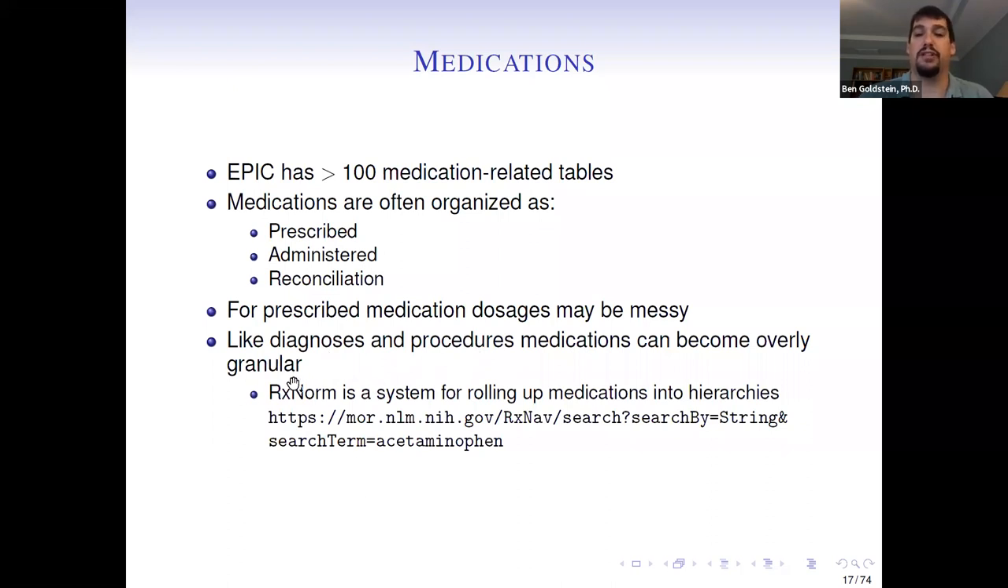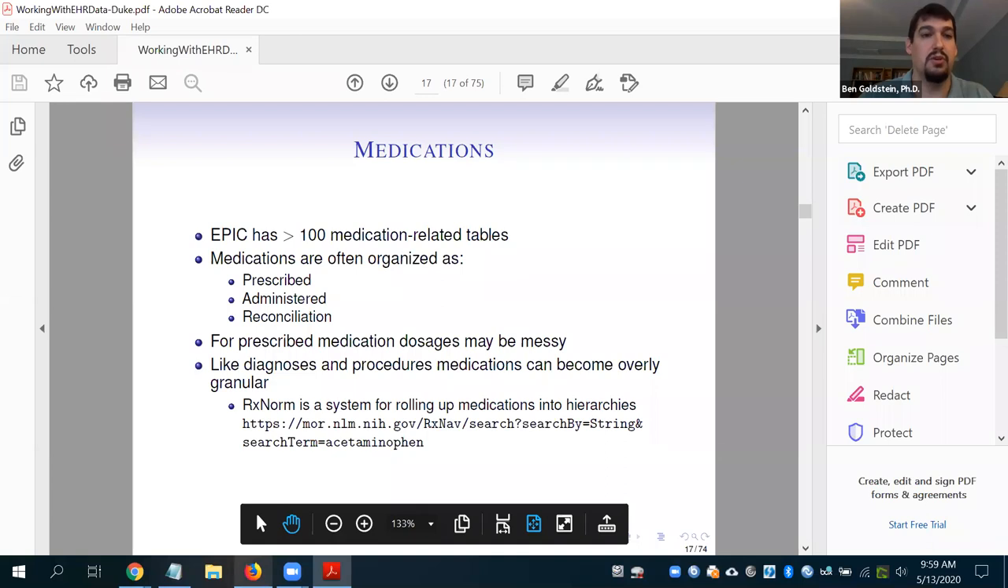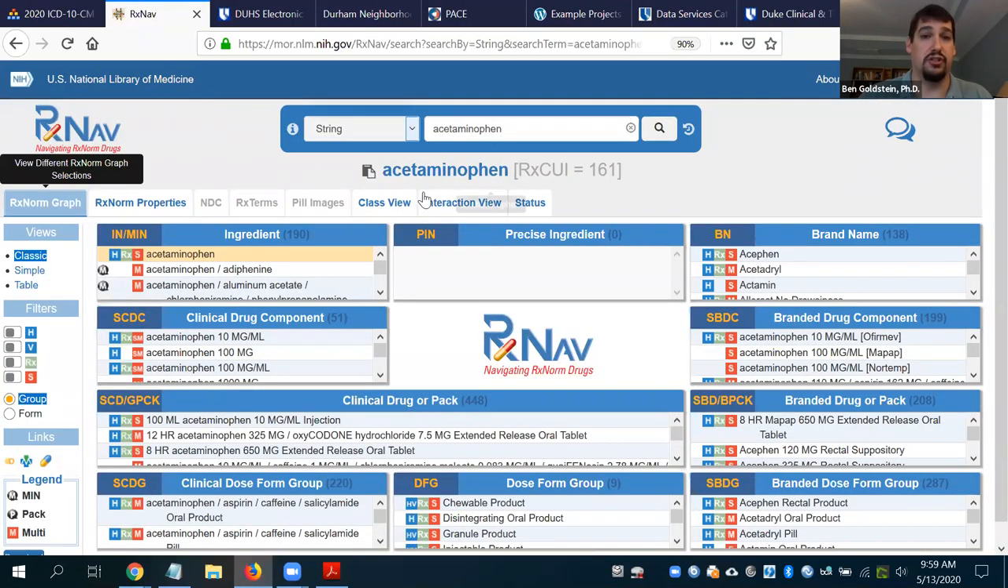So there are systems in place for organizing and rolling these up. The one that I tend to use the most was developed by the National Library of Medicine, part of NIH, and is called RxNorm. And this gives, again, a way of creating a hierarchical system for understanding medication. So this is the RxNorm page for acetaminophen, commonly known as Tylenol. This 1041528 is the RxNorm code for acetaminophen 10 milligrams per mil. There's a different code for 100 milligrams per mil.